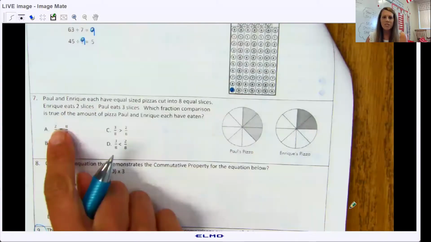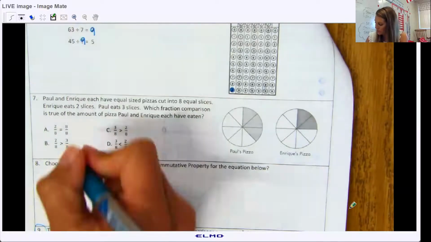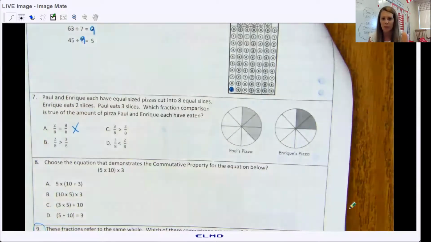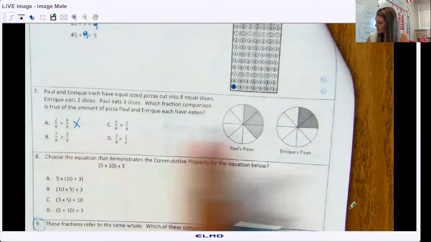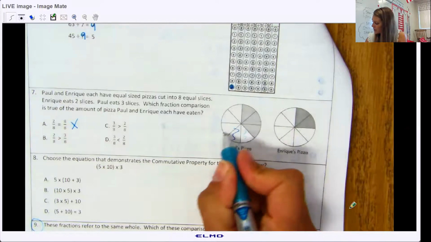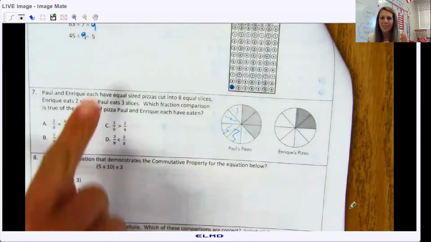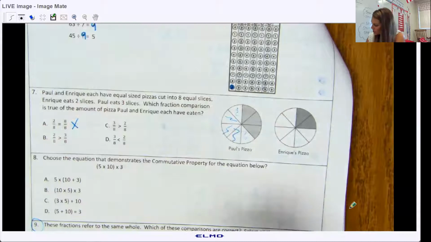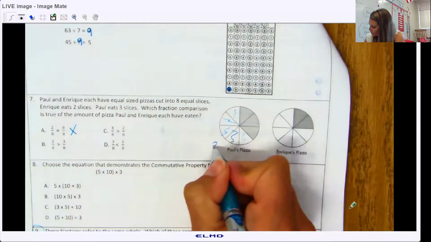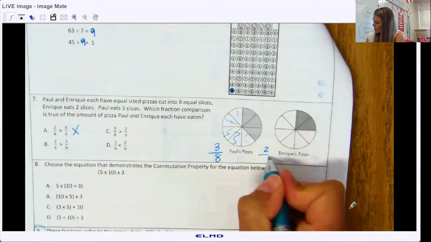Okay, was there a silly one that you should have eliminated right away? I hope that you are telling me A is a silly answer because we know 2/8 is not equivalent to, if I shaded all of this in, that would be 8/8. 8/8 is also not even anything with this problem because our fractions are 3/8 for Paul and 2/8 for Enrique.